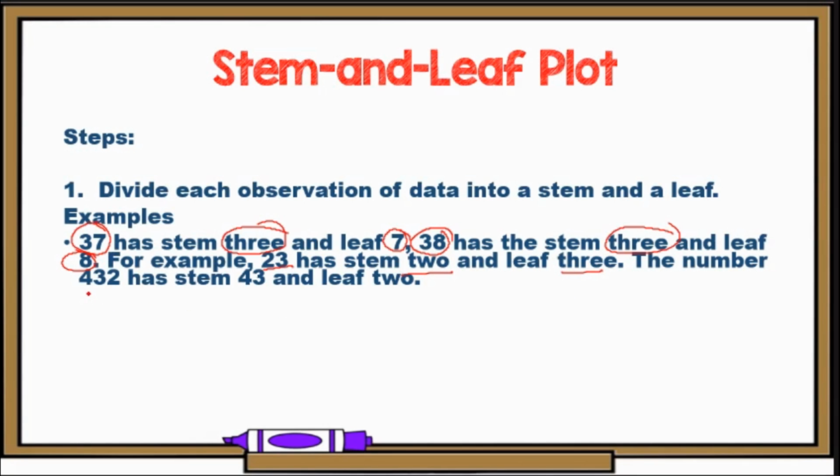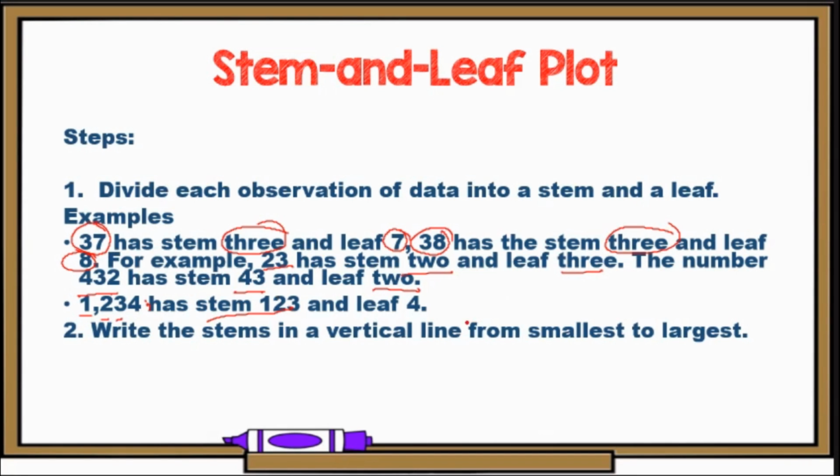Paano kung hundreds na siya? For example, 432. Ang stem niya, the first 2 digits, we have hundreds and tens place value, 43. And then the leaf is 2. Paano kung thousands na? Ganun din. The first 3 digits, you will leave the ones place value as your leaf. So, yung mga remaining dito sa unahan, the ones in the thousands, hundreds, and tens place value will serve as your stem.